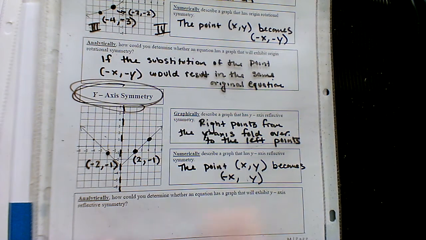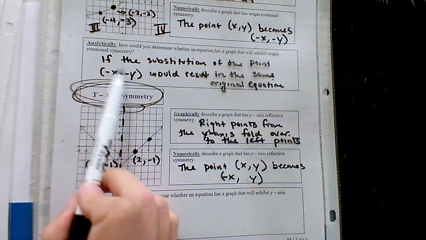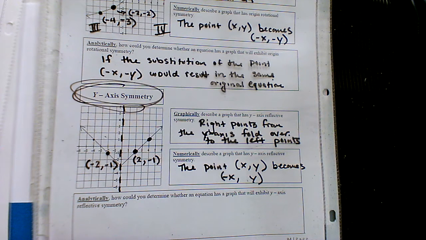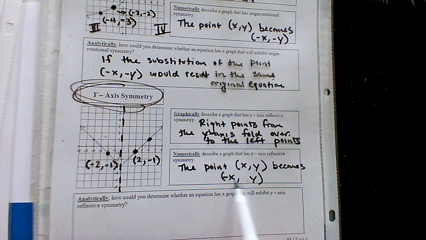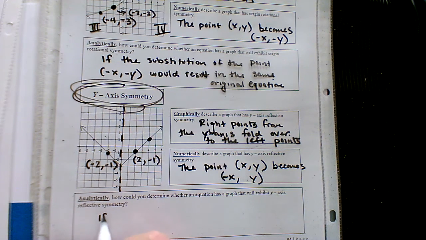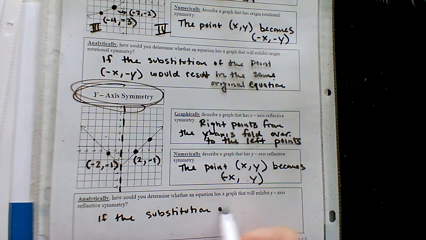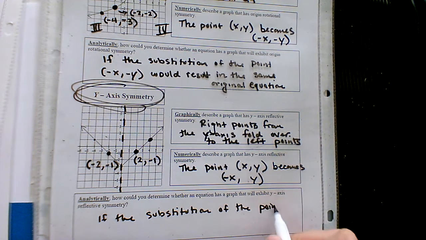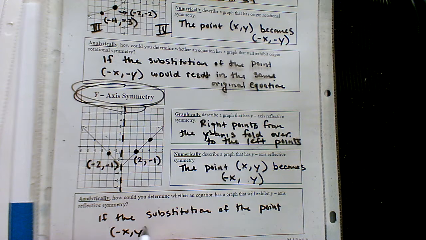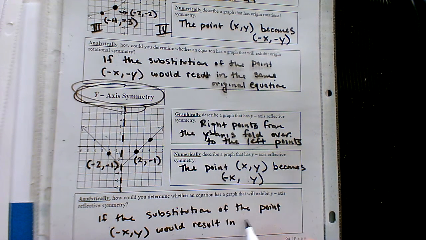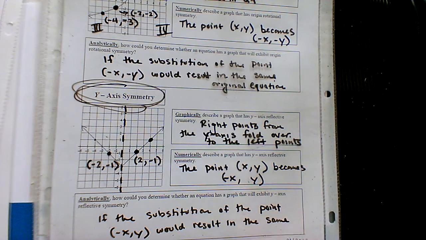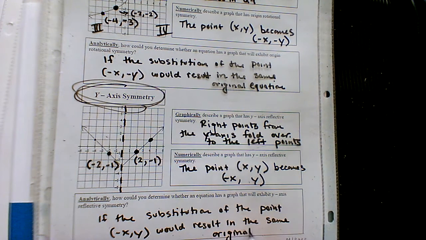Again, analytically, we might not have time to get to this today, but we're just going to write it down, and it's going to be the same idea. Just instead of negative x, negative y, because that was our origin relationship, we have this negative x, positive y. So we'll say if the substitution of the point negative x comma y would result in the same original equation.